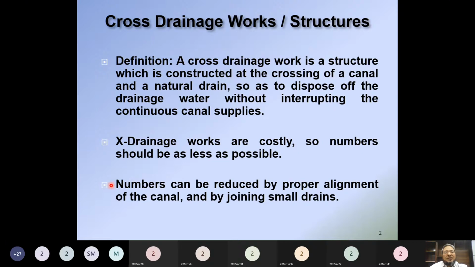So how can we reduce the number of cross drainage structures? The numbers can be reduced by designing the proper alignment of the canal and by joining small drains. If we design the layout of the canal network in a proper way, then we can reduce the number of cross drainage structures. The second way is that we can join two or three very small drains into one, so only one cross drainage structure needs to be provided by collecting the waters of these two or three very small streams.